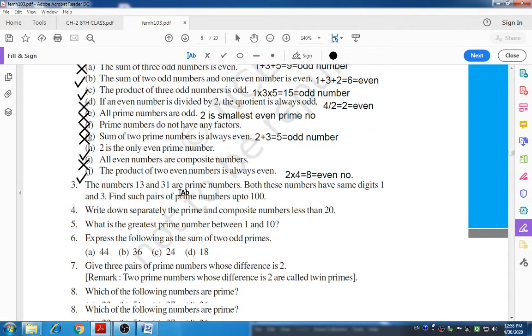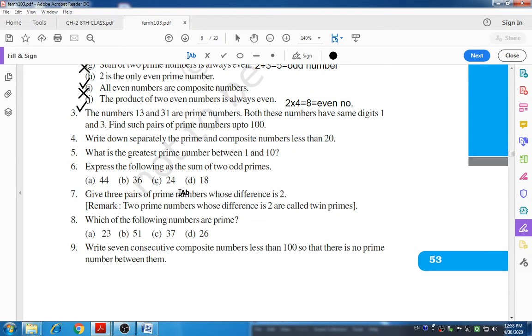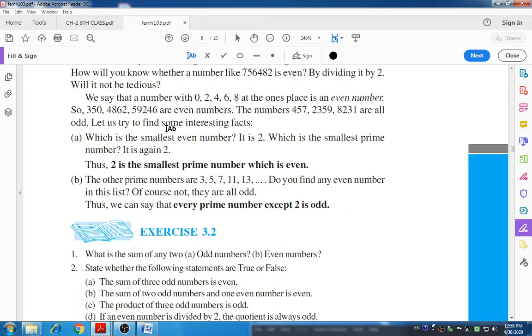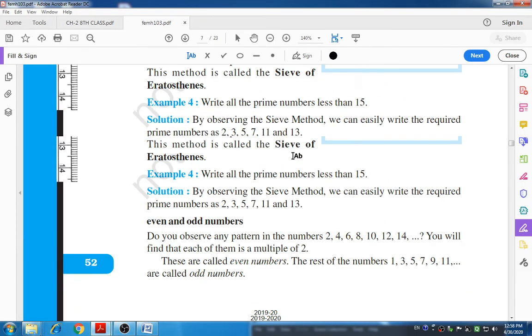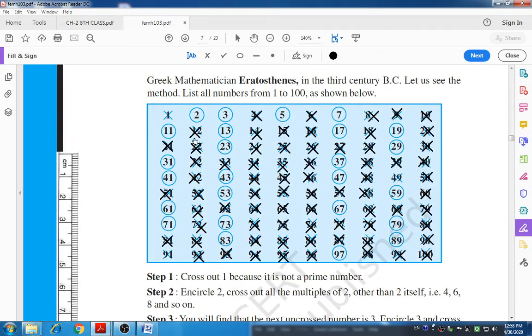Now we will move forward to our third example. The numbers 13 and 31 are prime numbers. Both these numbers have the same digits 1 and 3. Find such pairs of prime numbers up to 100. Okay, you have to find out the numbers which have the same digits. Now we will take help of this chart. Look at here carefully.